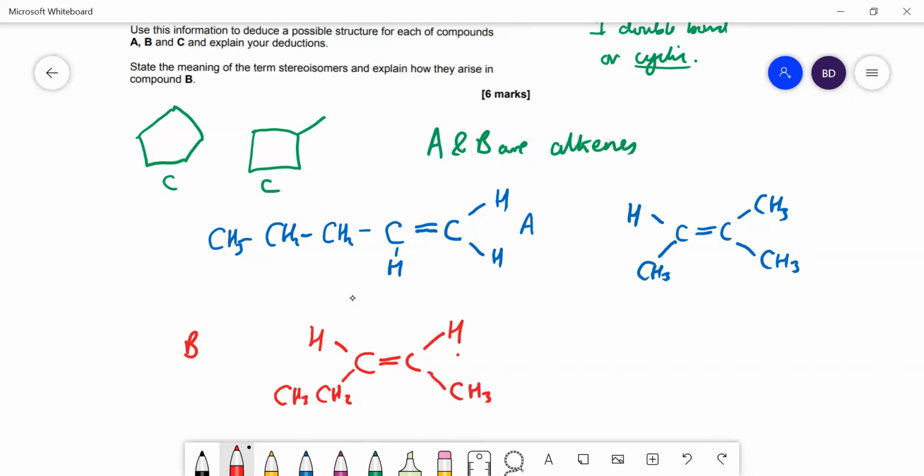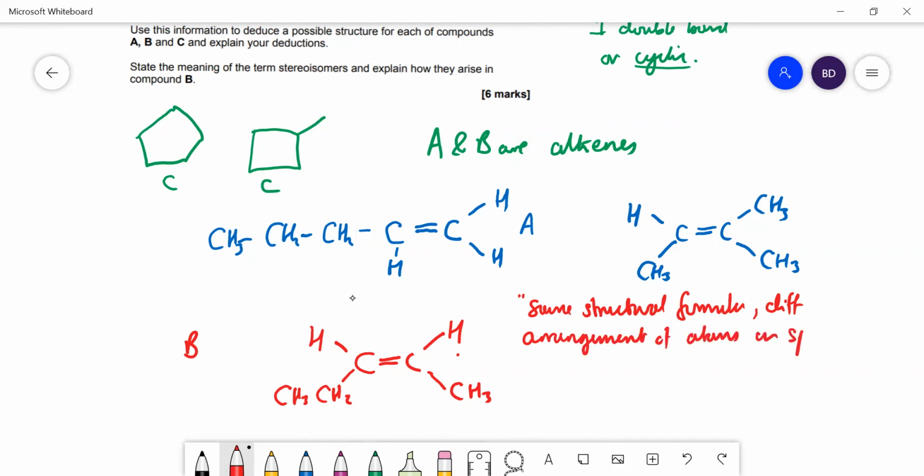Right, now state the meaning of the term stereoisomers. So stereoisomers is well worth learning. The definition is same structural formula, different arrangement of atoms in space. That's a good definition of a stereoisomer.